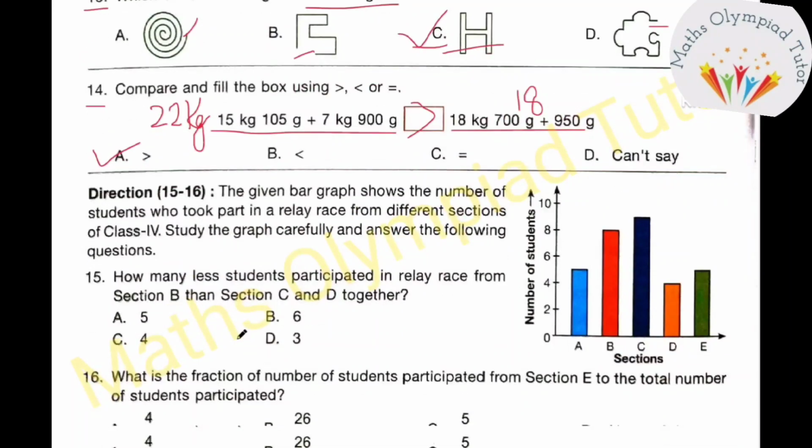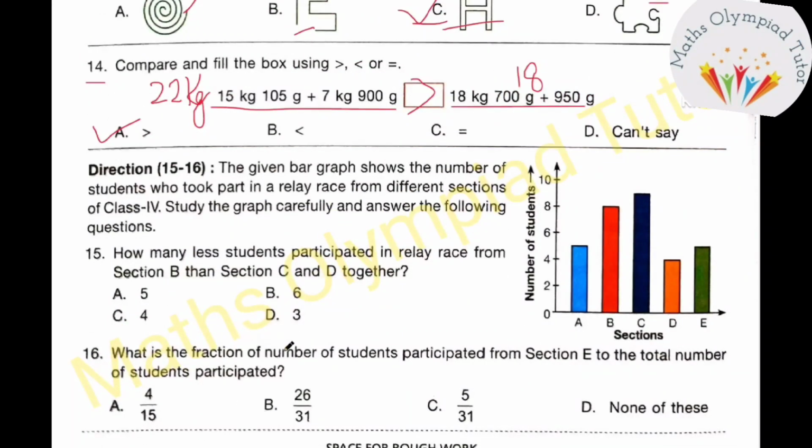Questions 15 and 16, both these questions are related to the bar graph which is given here. The bar graph is about the number of students who are taking part in a relay race from different sections of class 4. So this A, B, C, D, E here on the x-axis are the sections 4A, 4B, 4C like this. Now question 15 says, how many less students participated in relay race from section B than section C and D together.